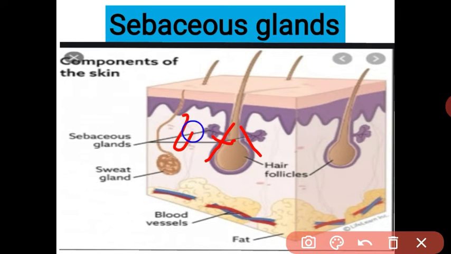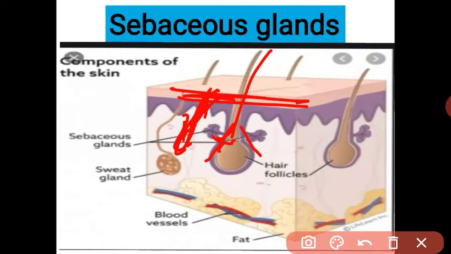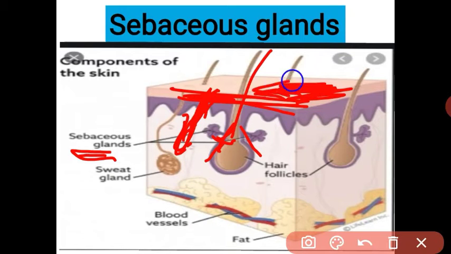Some sebaceous glands open directly into the skin also. Sebaceous glands also secrete oil on the surface of the skin. They also secrete oil in the hair follicle, which makes the hair and the surface of the skin oily. And what is the main function? It is waterproofing, due to the secretion of sebum. It keeps the epidermis oily, and it also prevents the loss of water by evaporation.